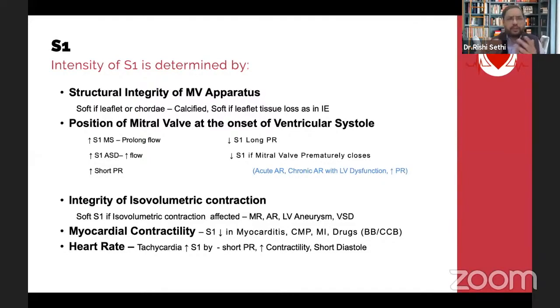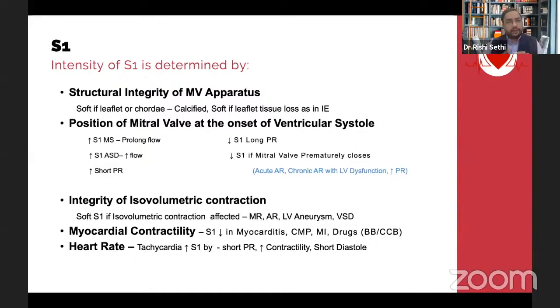When we talk about mitral valve, and let's stick ourselves to mitral for the time being, a very important determinant of the intensity of S1 is the position and the excursion of the mitral valve leaflets at the onset of the ventricular systole. So the farther they are into the ventricle at the onset of ventricular systole, with the more bang they will try to coapt and will produce a larger or a higher sound.